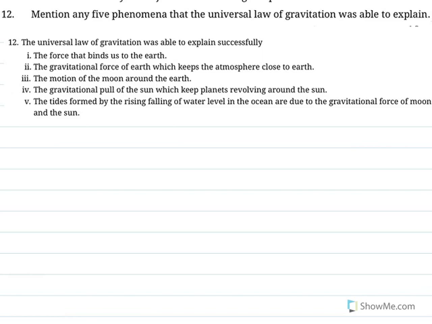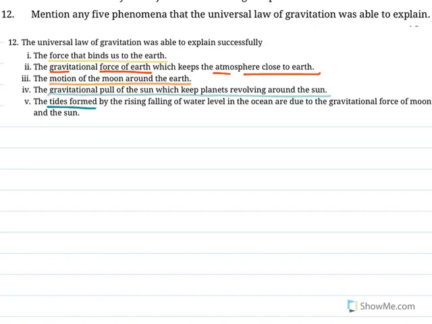Mention any 5 phenomena that the universal law of gravitation was able to explain. The first one is, it explains the force that binds us to the earth. It also explains why the atmosphere remains close to the earth. The gravitational force of the earth keeps the atmosphere close to the earth. Then the motion of the moon around the earth is explained by the universal law of gravitation. The gravitational pull of the sun keeps the planets revolving around the sun.